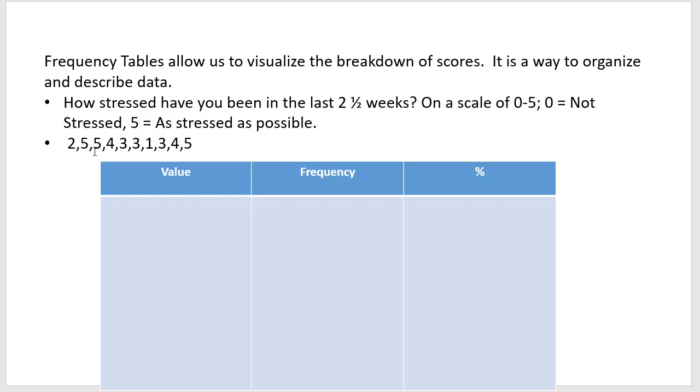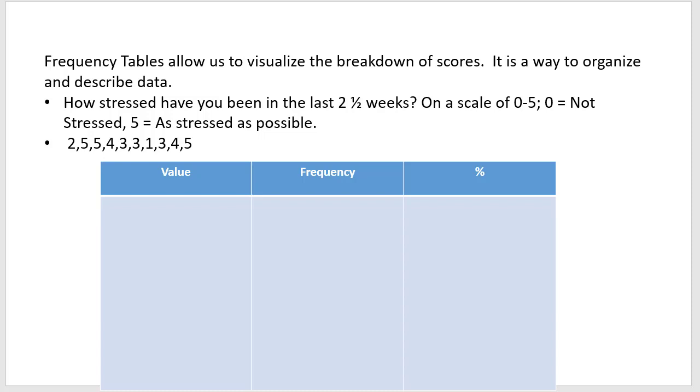Among these scores, we have 2, 5, 5, 4, 3, 3, 1, 3, 4, 5. So 10 people answered the question, and we want to be able to organize this data in a very meaningful way. The way that you would do that is by listing the values that we possibly have: 0 to 5, the frequency that they occur, and the percentage of time that they occur. So let's go ahead and do that right now.